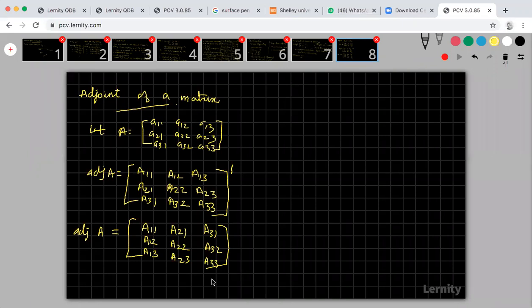So therefore, the adjoint of a square matrix is defined as the transpose of the cofactor matrix. If you write all the cofactors, this is the cofactor matrix, and if you take its transpose, that is called the adjoint of the matrix. So, transpose of the cofactor matrix. Okay, so this is denoted as the adjoint of A. Right. So suppose we take a 2 cross 2.